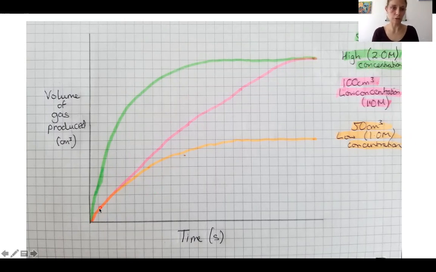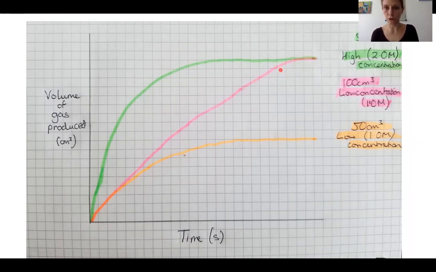Well, we can tell that the pink and orange lines are the same concentration because their gradient at the beginning in this section is the same, whereas the green line is much steeper, so it must be a much higher concentration. We can also tell, again, that the pink and the green line must have the same amount of chemical in them because they're ending at the same point.